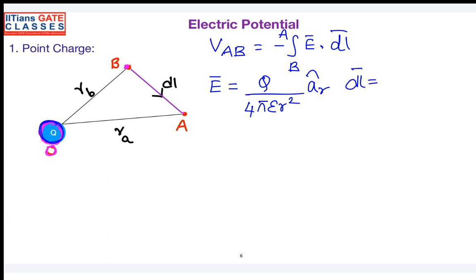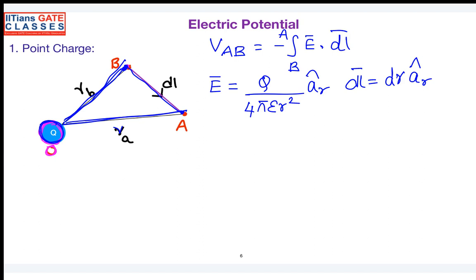You can see here, when you are moving from point B to point A, there is a change in rho. The value here is RB, and here the value is RA. That means you are moving in a direction where there is a change in radial distance. So I can say dr into a_r cap is the dl vector. dl represents, when you are moving from point B to point A, in which direction there is a change. From point B to point A, there is a change in r. That is the reason I have written it as dr into a_r cap.